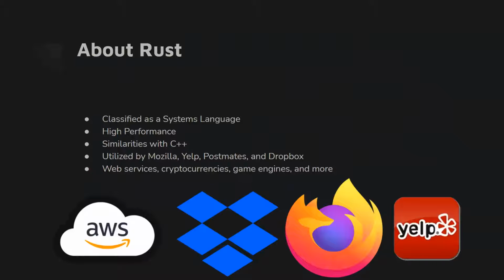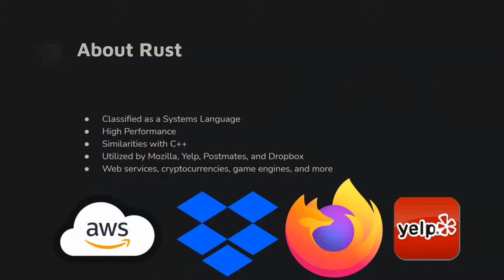Okay, so a little bit about Rust. Rust is classified as a systems language meant for writing high-performance applications. It has been anticipated to compete with C and C++. Syntactically, Rust shares many similarities with C++. Curly braces, semicolons, pointers, all are very similar syntaxes.